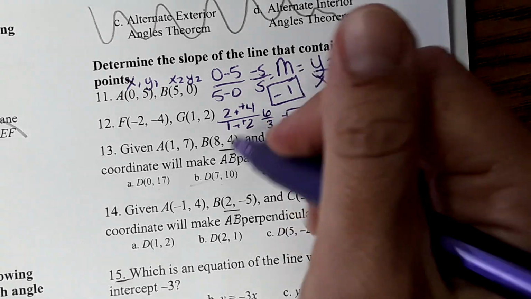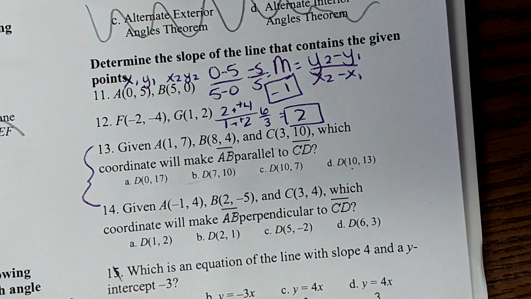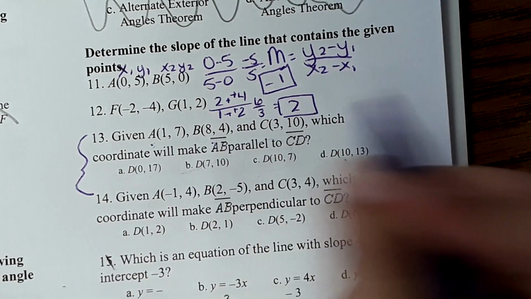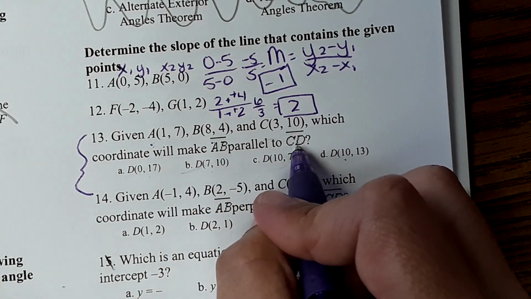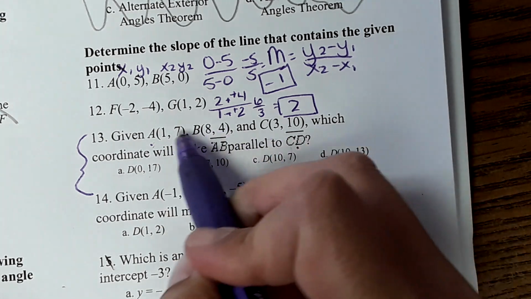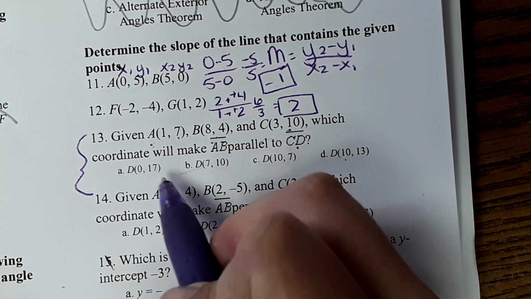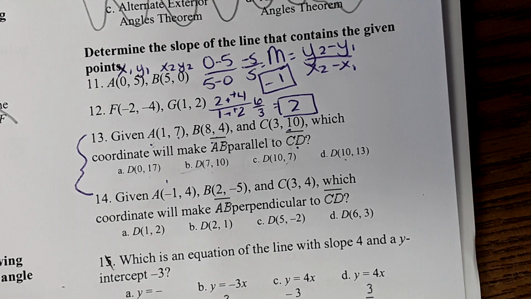Okay, 13 is a little bit different than what we saw in the lesson, but honestly, we just have to be prepared for anything. And it involves concepts that we definitely have learned. So it says, given A, B, and C, which coordinate will make AB parallel to CD? So what we're going to do is plot A and B, draw the line, then we're going to plot C, and then see which one of these points would make a parallel line to AB. Now, I realize you don't have graph paper, and honestly, I ran out of graph paper, so we're going to flip our paper over and quickly sketch it out.